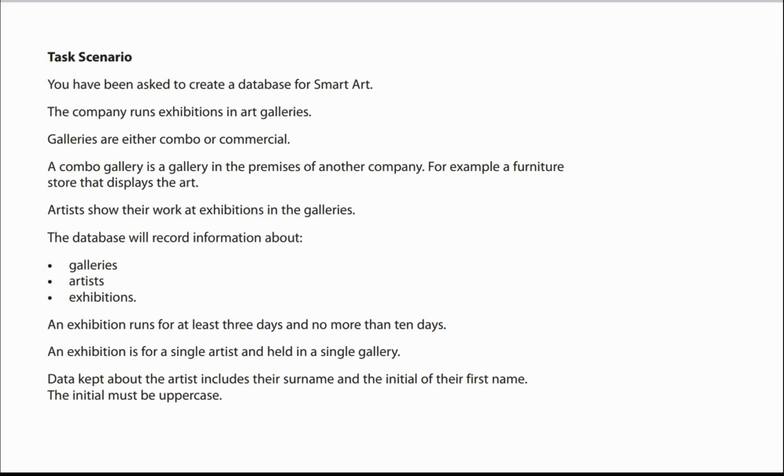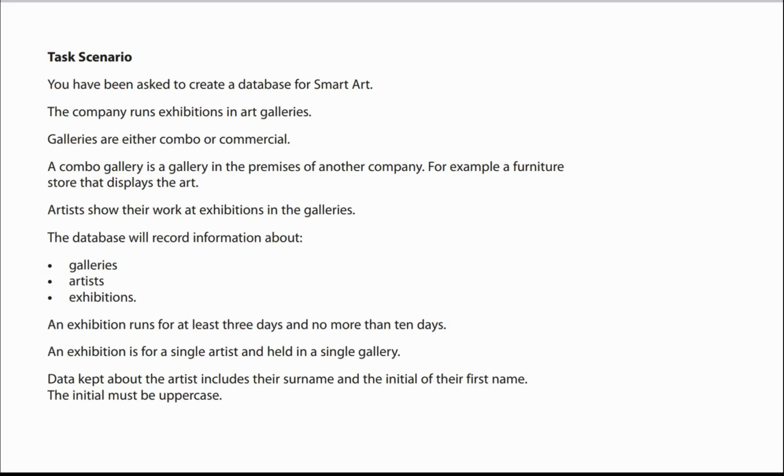A combo gallery is a gallery in the premises of another company, for example, a furniture store that displays the art. Artists show their work at exhibitions in the galleries. The database will record information about galleries, artists and exhibitions. An exhibition runs for at least 3 days and no more than 10 days. An exhibition is for a single artist and held in a single gallery.